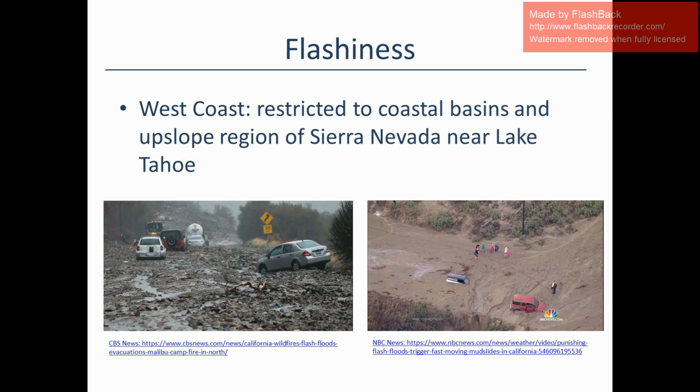So for the West Coast, it's restricted to coastal basins and upslope region of the Sierra Nevadas near Lake Tahoe. There's a quick Google search of California flash floods. You can see a lot of mudslides characterize those flash floods.